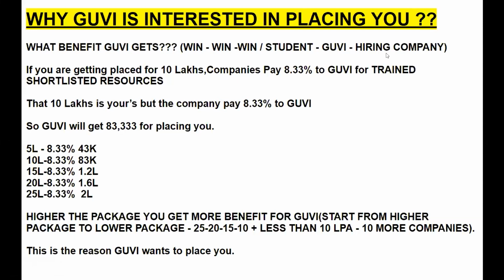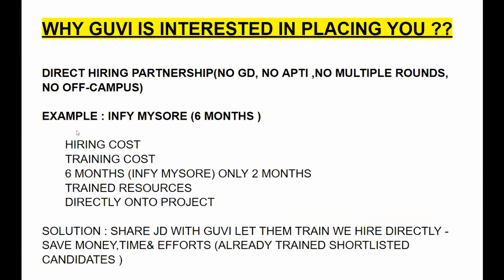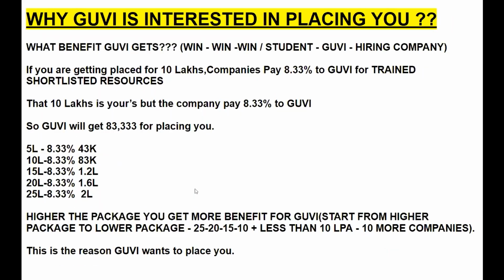How? I'll give an example of how things work. Let's say, for example, you're getting placed for 10 lakhs. The companies pay GUVI 8.33% for trained, shortlisted candidates. So if you are getting placed for 10 lakhs, the 10 lakhs is yours. Nobody's going to touch that. But the company is going to pay 8.33% to GUVI because we are saving them so much.